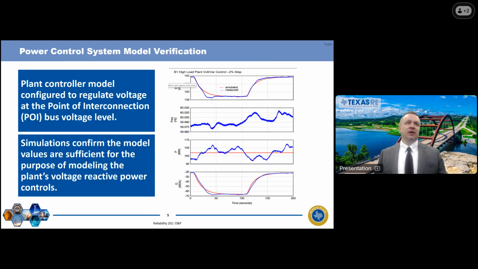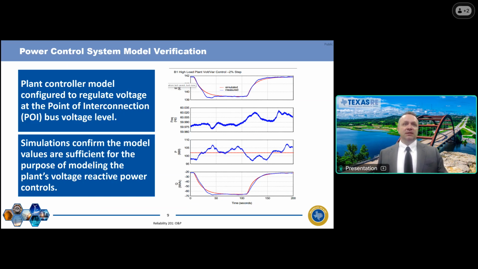And here I have what a power control system model verification might look like. Specifically, this is an IBR with a VoltVar controller, and the control model is configured to regulate at the point of interconnection at the bus voltage level. That is the recommended place to monitor this, and both simulated and measured values need to be at the same point, the point of interconnection.